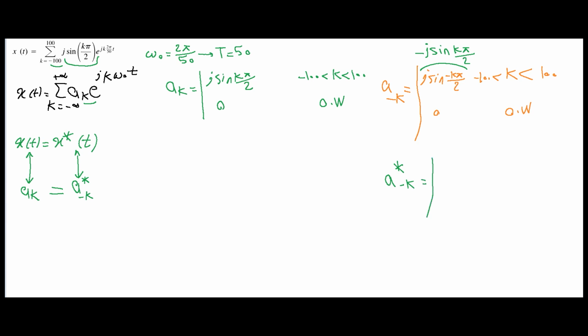Next, we take the complex conjugate of a_(-k). Recall that the complex conjugate of j is minus j. Therefore, the complex conjugate of minus j becomes j. As a result, the complex conjugate of a_(-k) is j multiplied by sine of kπ over 2, which is exactly equal to a_k. Since the conjugate symmetry condition is satisfied, we conclude that the signal is real valued.